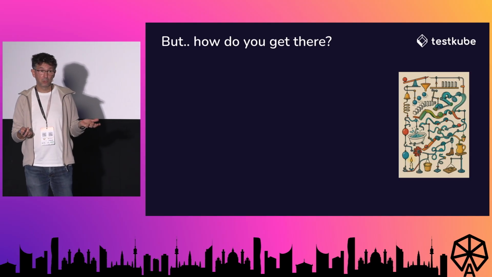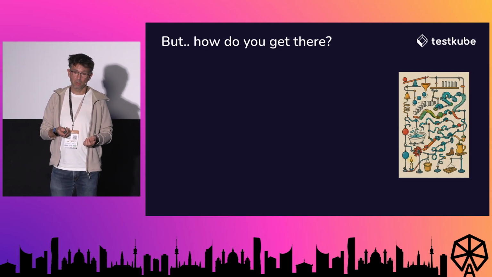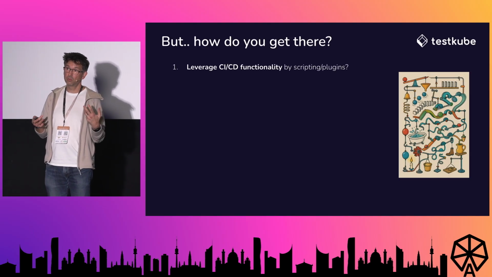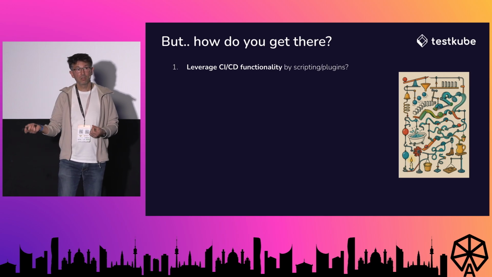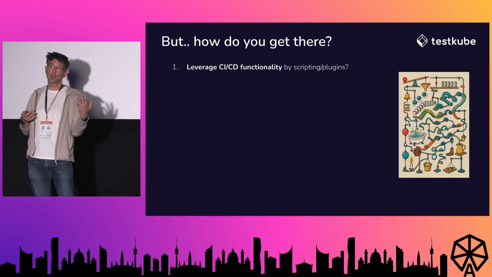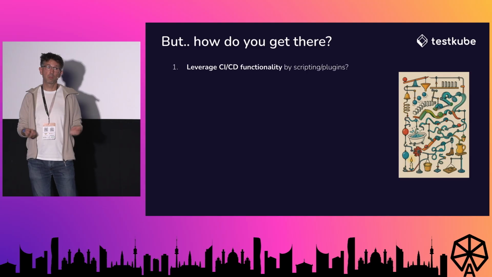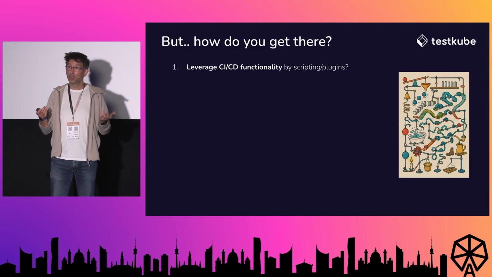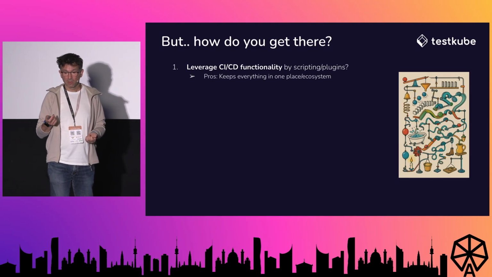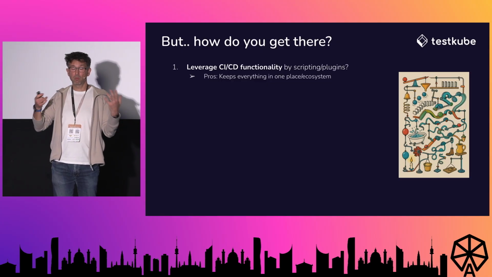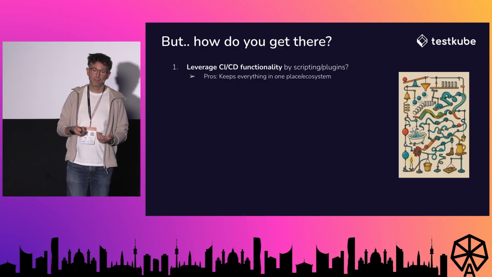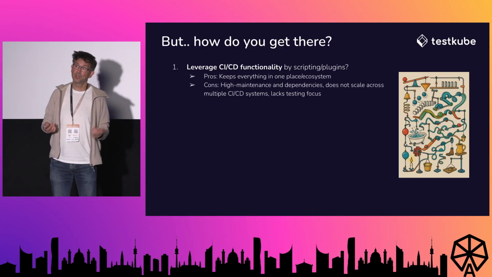And what many people do today, and I'm guessing many here as well, is you leverage your CI/CD tool. You have GitHub Actions and you have Jenkins, and you do a lot of scripting and try to cobble together the plugins you have there. And that's a great initial approach because it keeps everything in one place. You have one ecosystem that you're very familiar with. But it does result in high maintenance.